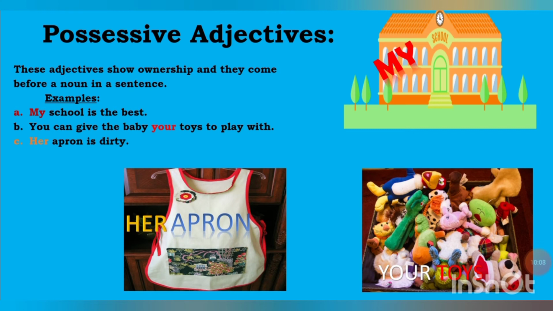So, here are some examples. If I say, my school is the best. Which school? My school. My school is the best. You can give the baby your toys to play with. Your toys. The word your is a possessive adjective, just like my. Okay? Her apron is dirty. Whose apron is dirty? Hers. Her apron. Her is a possessive adjective. Okay?